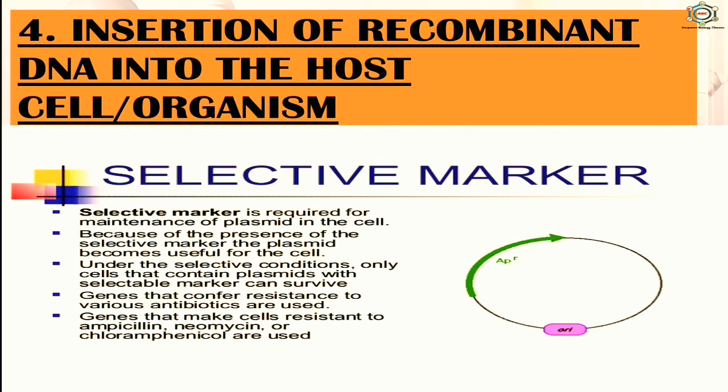So what is a selectable marker? A selectable marker is required for maintenance of the plasmid in the cell. Because of the presence of the selectable marker, the plasmid becomes useful for the cell. Under selective conditions, only cells that contain plasmids with a selectable marker can survive. Genes that confer resistance to various antibiotics are used. Genes that make cells resistant to ampicillin, neomycin, or chloramphenicol are used.